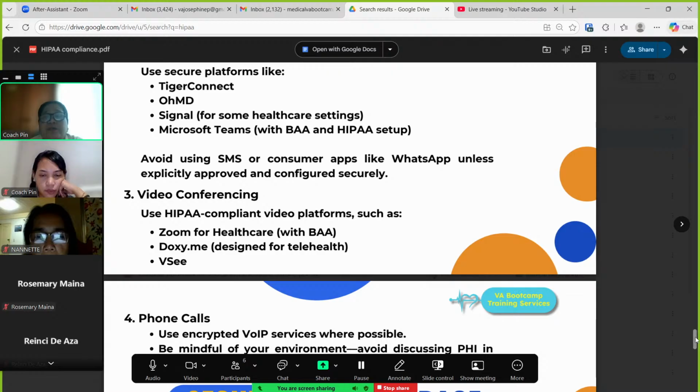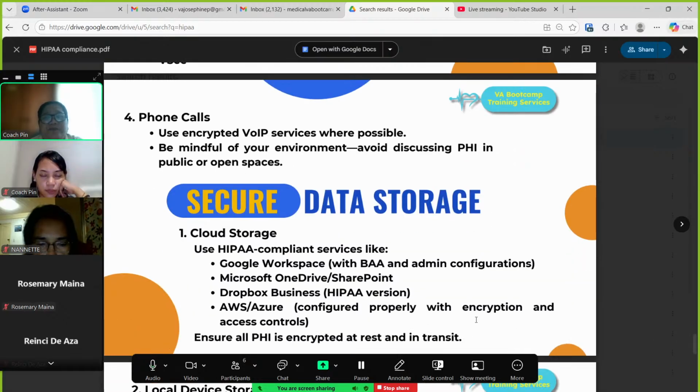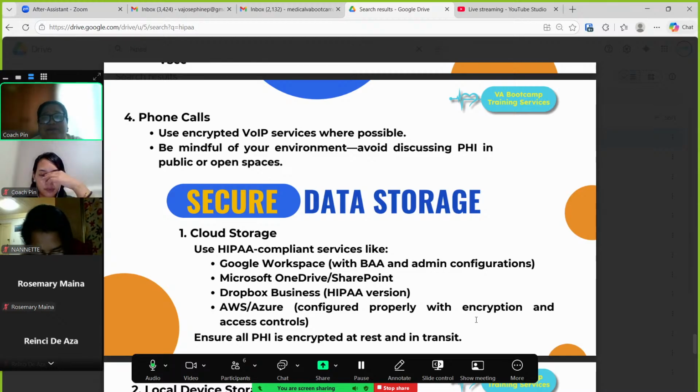And it also depends on the company. What are the other platforms or apps they are using for communication? Just like with our client, we are using Dialpad. For phone calls, use encrypted VoIP services where possible. Be mindful of your environment, so avoid discussing PHI in public or open spaces.